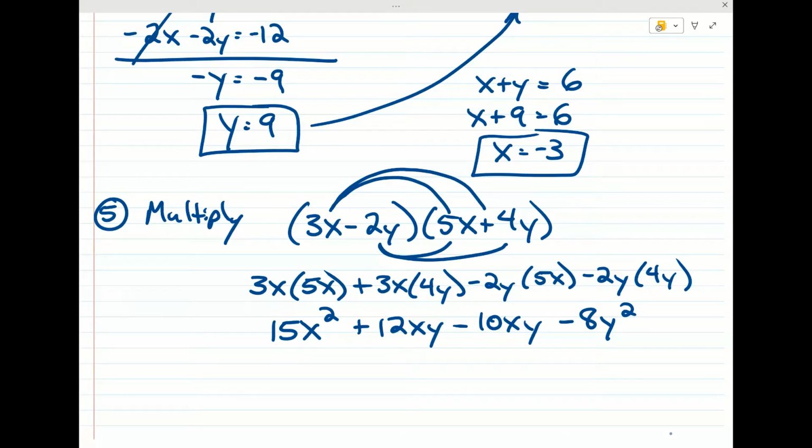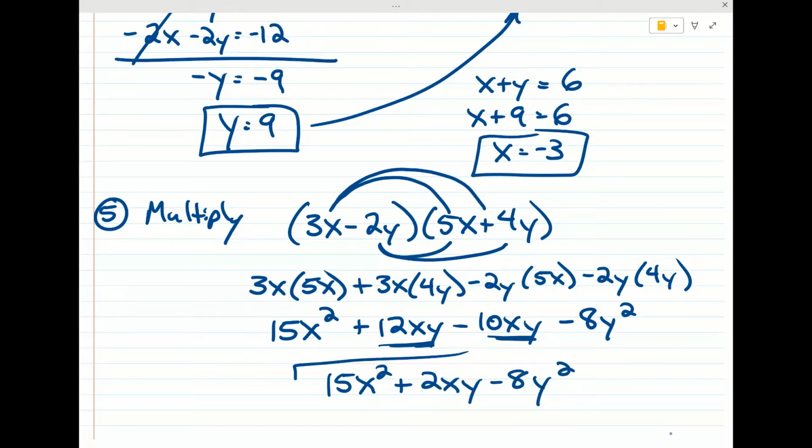We can only combine like terms if they have the same variables and the same variable powers, like these two. So we get 15x squared plus 2xy minus 8y squared. That would be our final answer. All our like terms are combined.